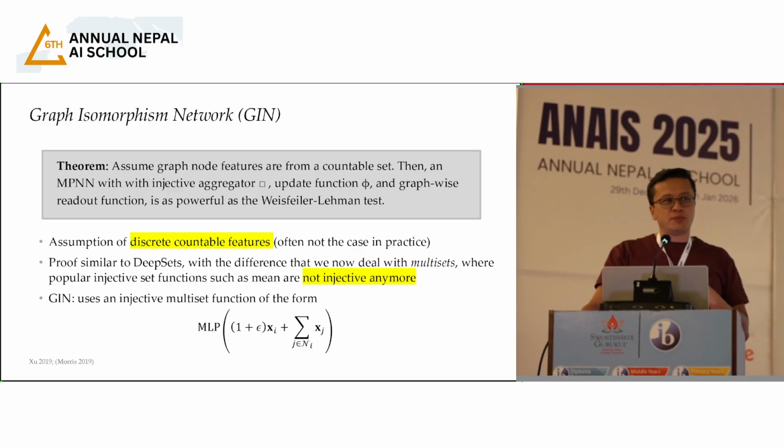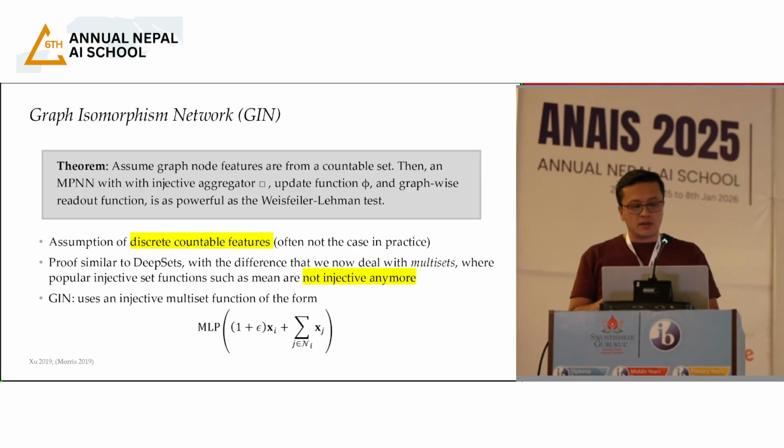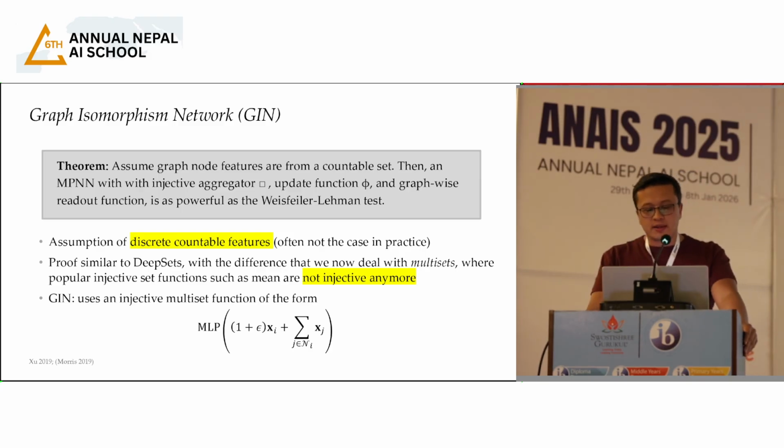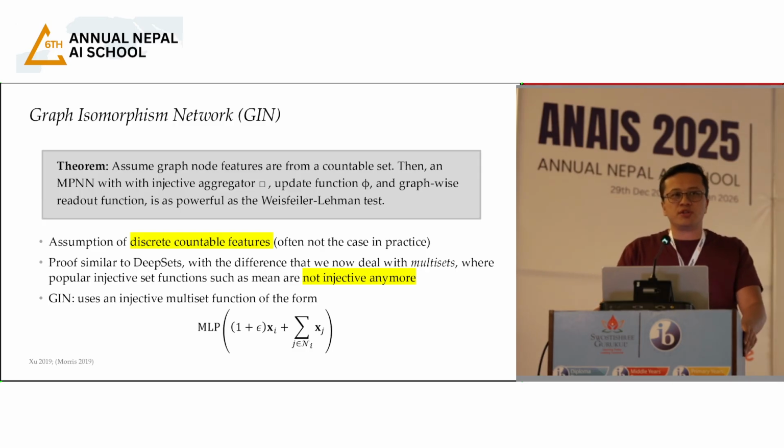Of course, these assumptions may be a bit unrealistic in the real world, so we need discrete countable features, which doesn't necessarily hold. But the rest of the proof is very similar to what one does in deep sets. So essentially, we are decomposing in a similar way to deep sets and showing that we can define an injective function that decomposes into sum of terms, and use this observation to also show that this update rule in graph neural networks can be made injective.